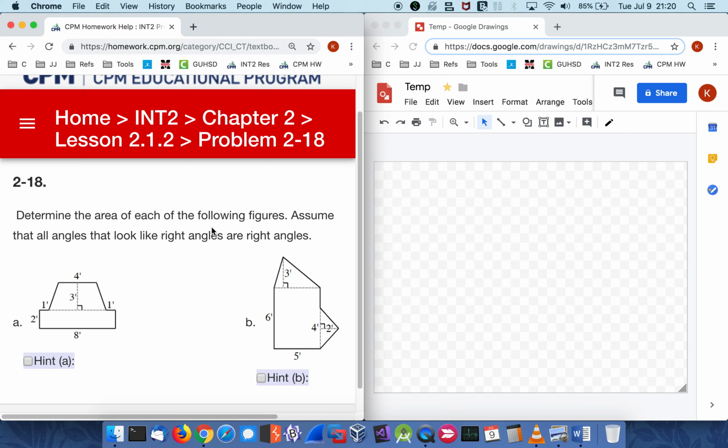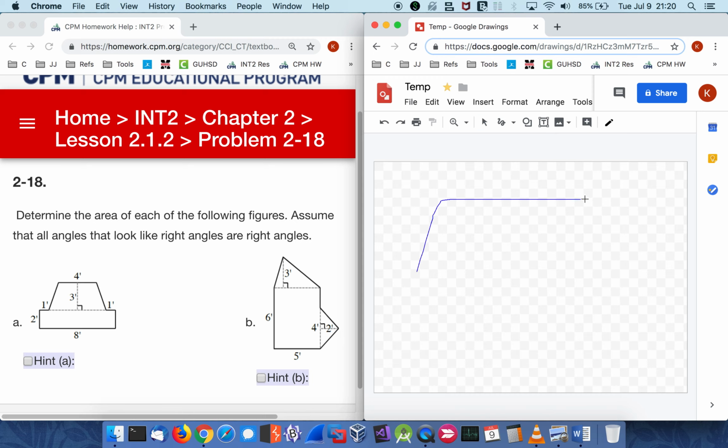Determine the area of each of the following figures. Assume that all angles that look like right angles are right angles. So I guess they mean these things over here. So let's go ahead and I'll just draw this out here. So let's do A first.